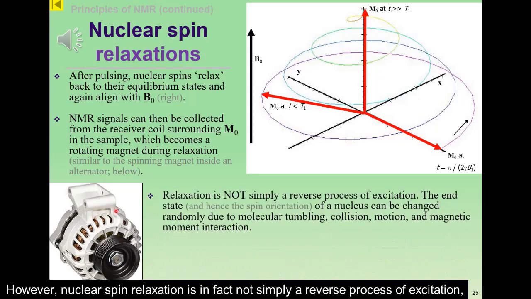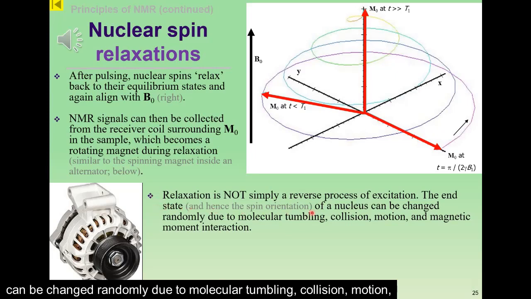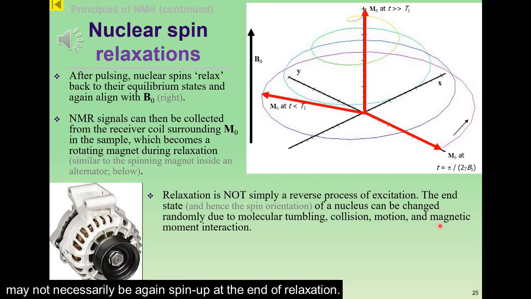However, nuclear spin relaxation is in fact not simply a reverse process of excitation. The end state, and hence the spin orientation of a nucleus, can be changed randomly due to molecular tumbling, collision, motion, and magnetic moment interactions. Therefore, a nucleus that was spin up before pulsing may not necessarily be again spin up in the end of relaxation.